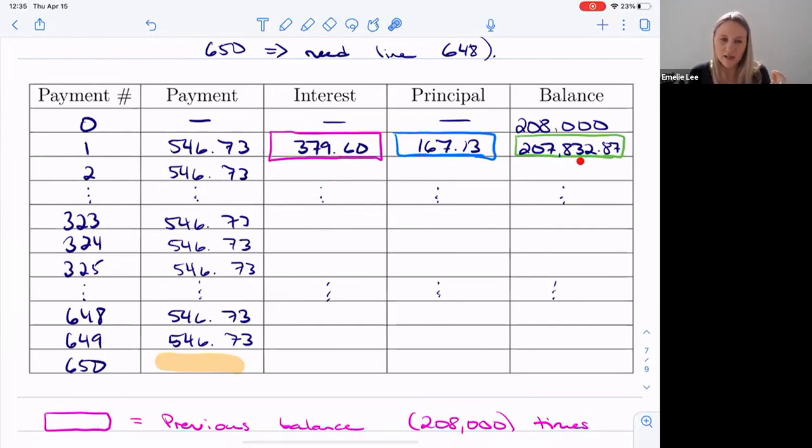207,832.87 times I2, that's going to give us the interest amount, and then we just start over again, right? So let's finish up this line 2, and then I'll show you what to do for these other lines.